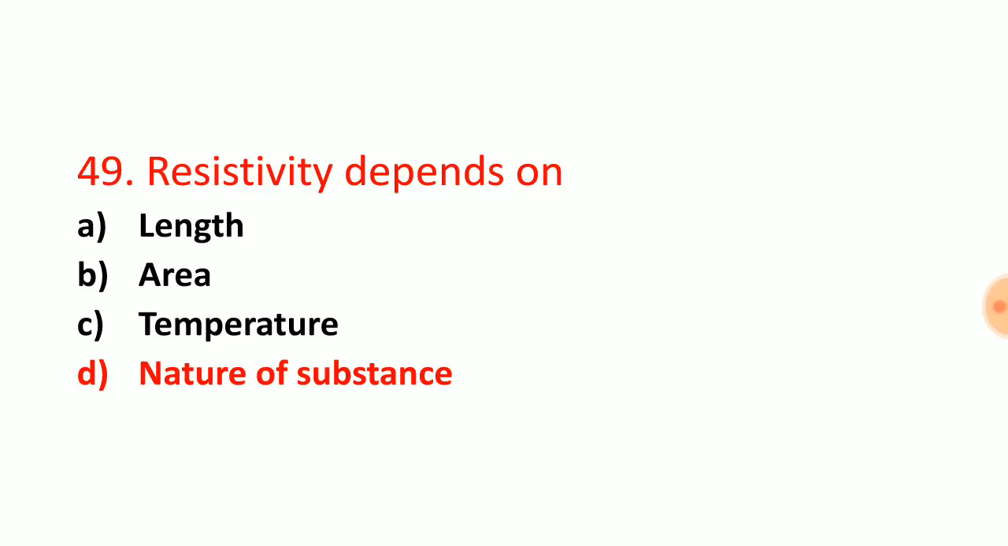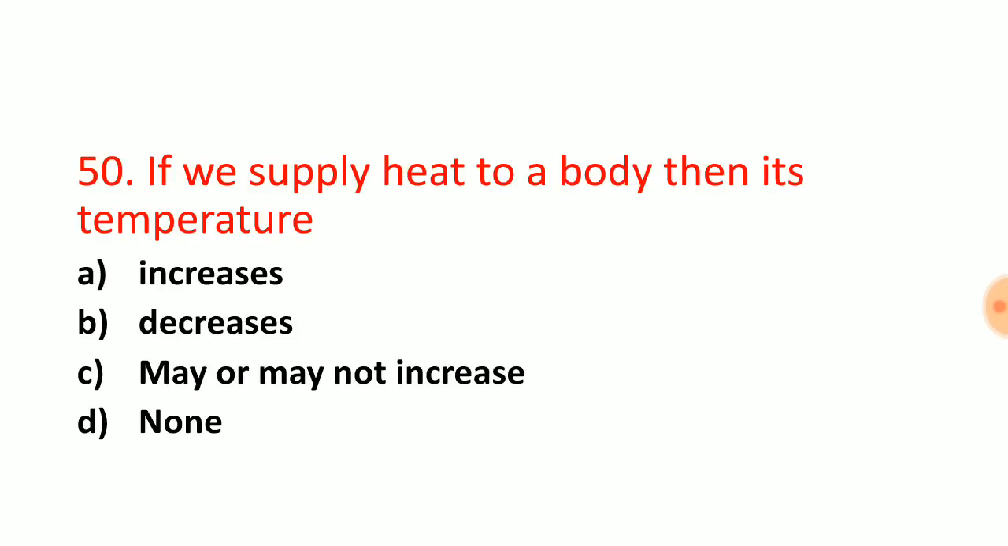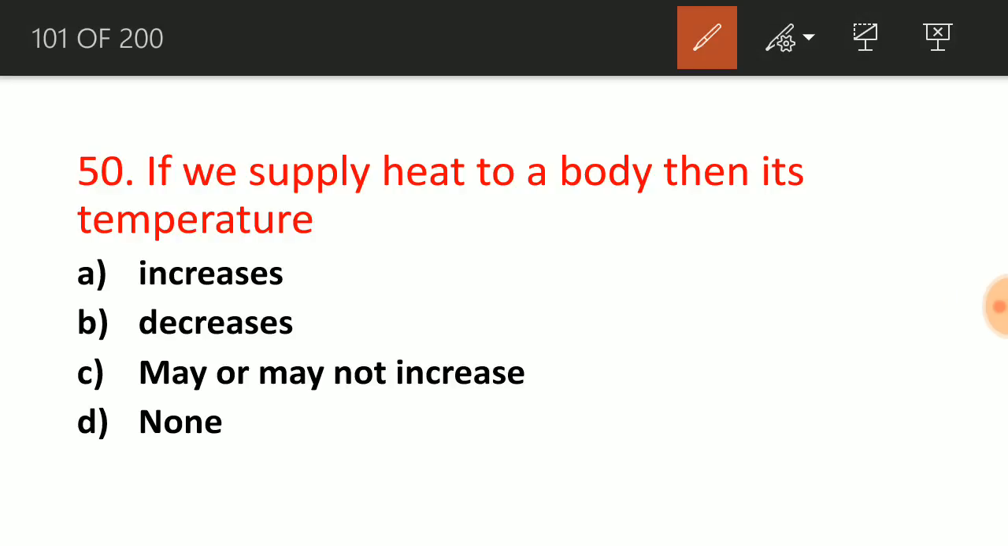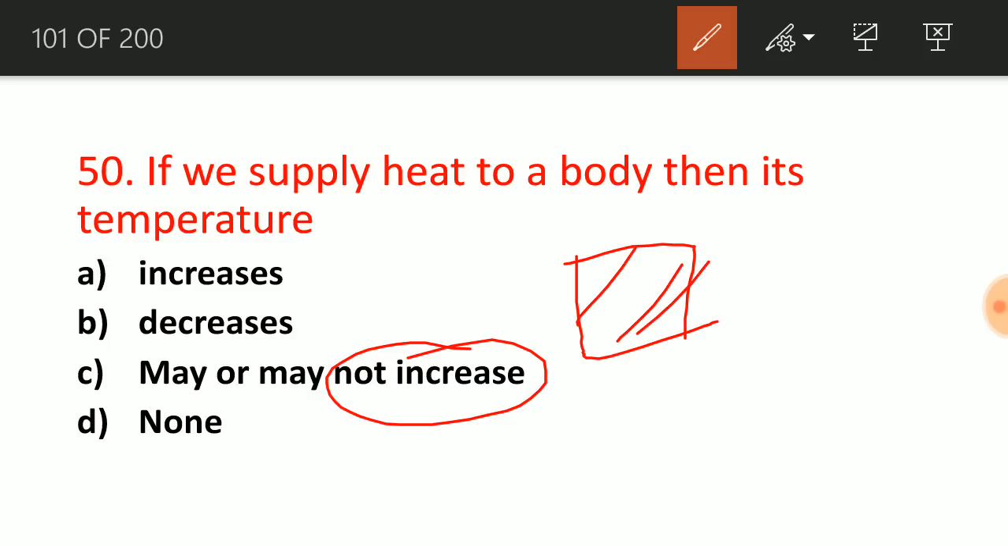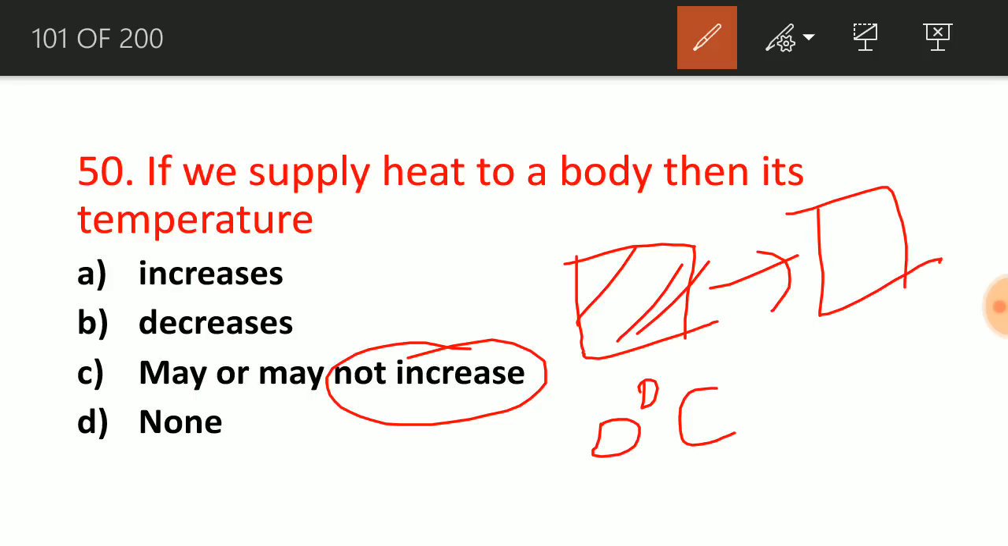Now let us move to question number 50. If we supply heat to a body, then its temperature may or may not increase, because on giving heat it is not necessary that the temperature should always increase. This occurs in the case of latent heat. If we heat ice at 0 degree centigrade, the first step is that it receives some amount of heat, then it becomes water at 0 degree centigrade.